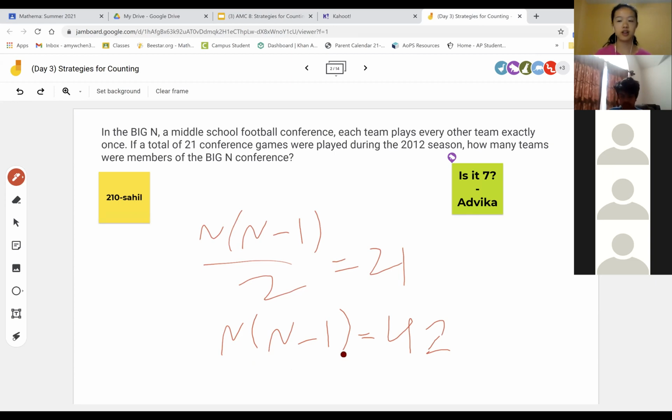So good job. I know some people were thinking that maybe 21 was the number of teams, because if you did 21 times 20 over 2, you would get 210. However, be careful about the question, because it says that there were 21 games played and they're asking for how many teams.